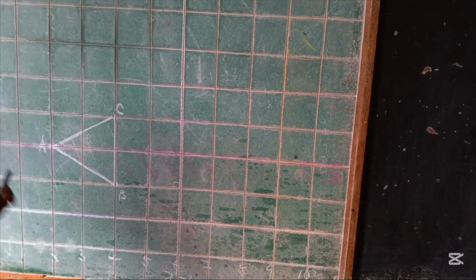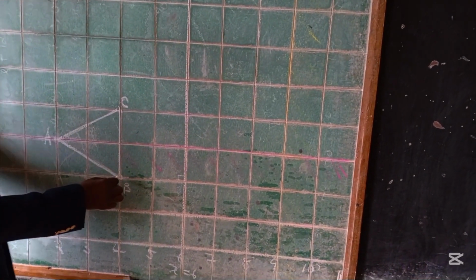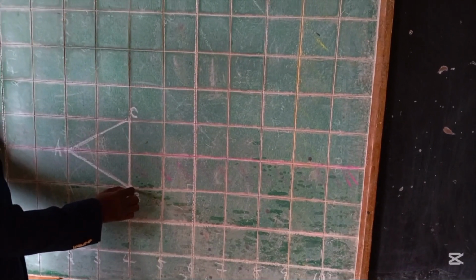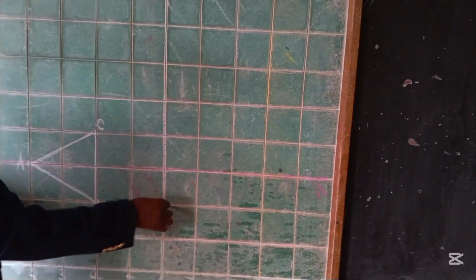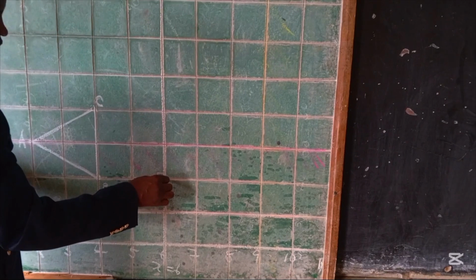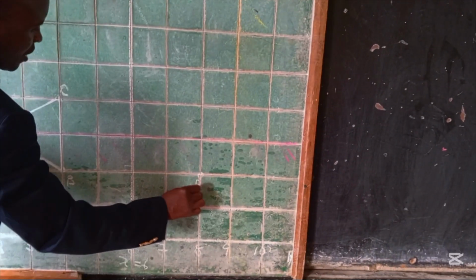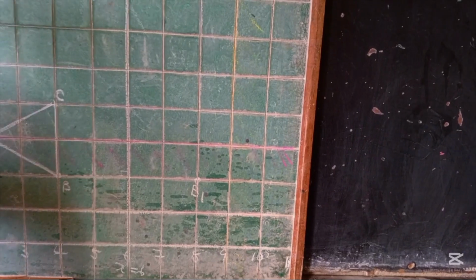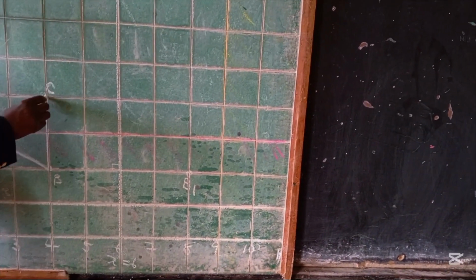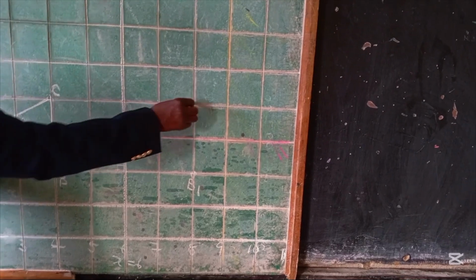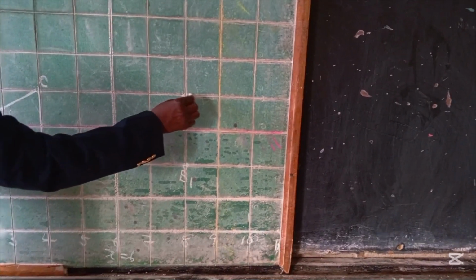For example, if you look at B, to reach the mirror I should move 1, 2. Now I'm on the mirror, and I go to the opposite side, 1, 2. So this will be my B1. It has reflected. For C also, it will move 1, 2 to the mirror, and inside again 1, 2. So this is my C1.